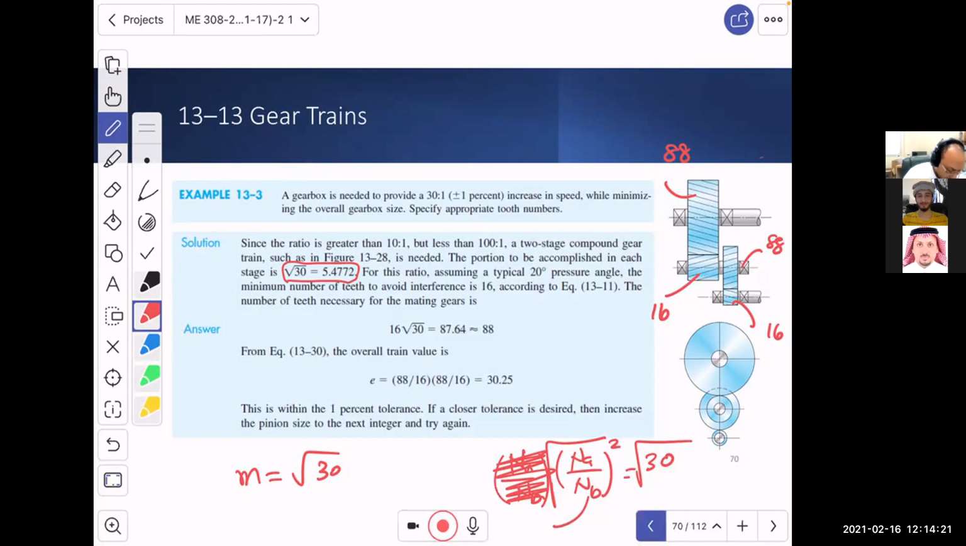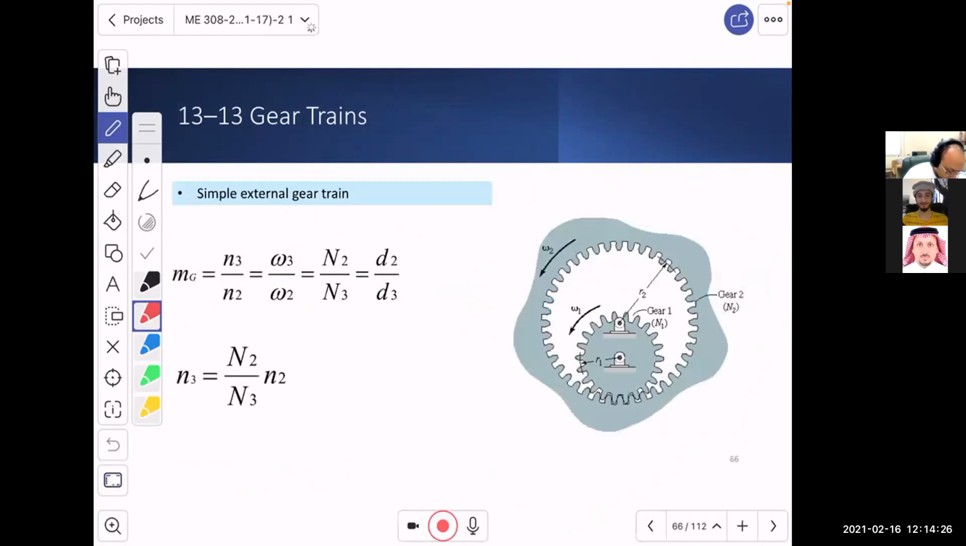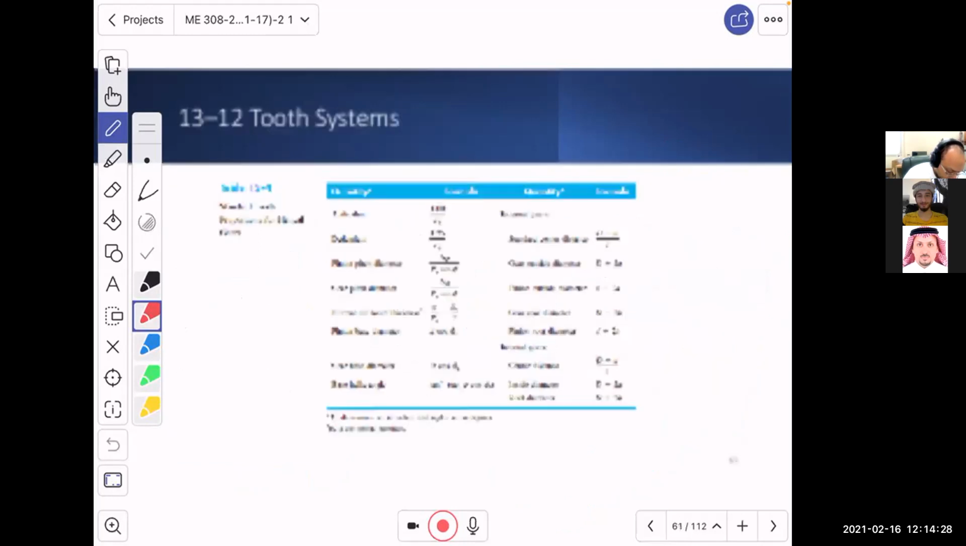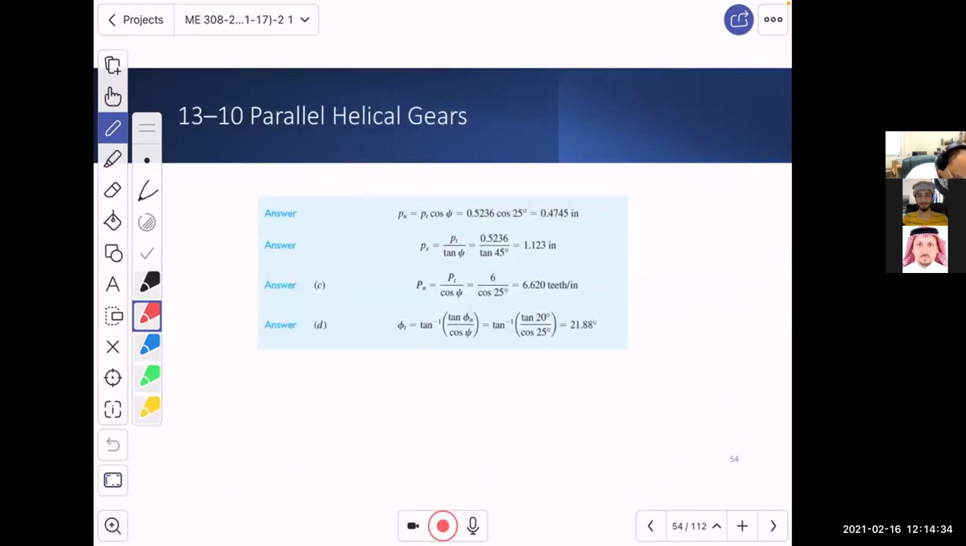This one, Hassan, that's what I said. I said you go to this equation. Yeah, this equation, but it seems like phi isn't provided.